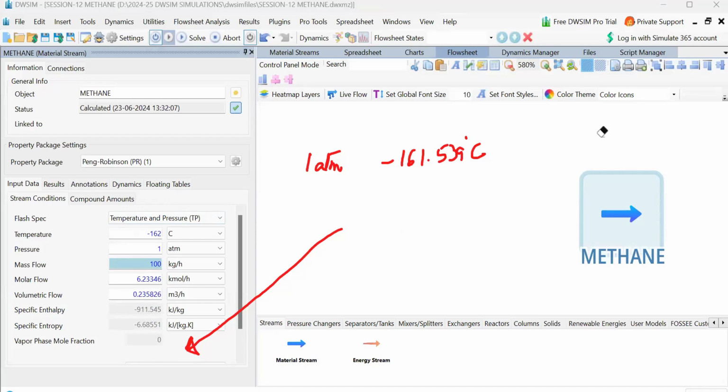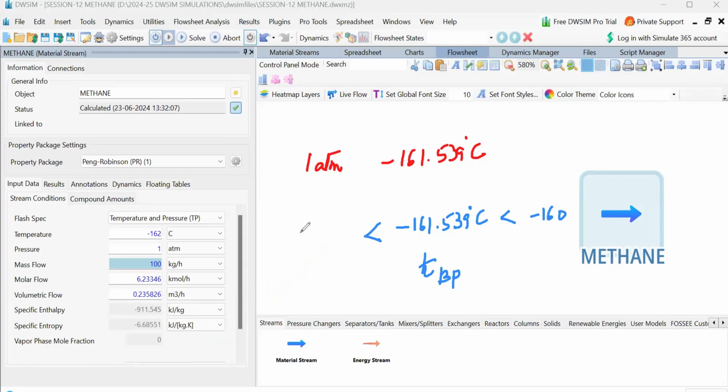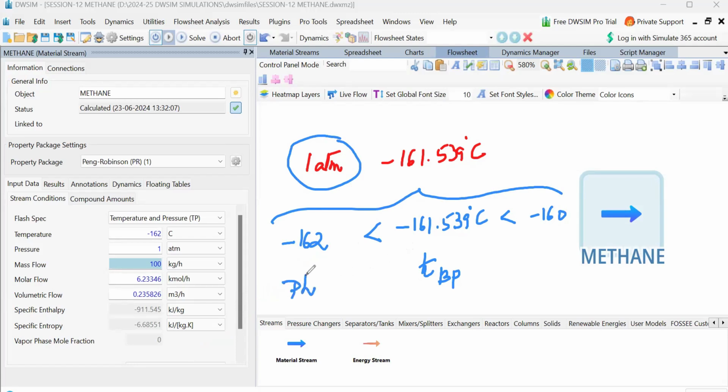Now how do I see that? Now see, that means minus 161.539 is my boiling point. I think you agree. It is less than minus 160. It is greater than minus 162. So if I am retaining this pressure and I'm playing just beside this particular boiling point, I'm able to see a change in the phase. What is my interest is how the phase is changing. So this is the beauty of thermodynamics.